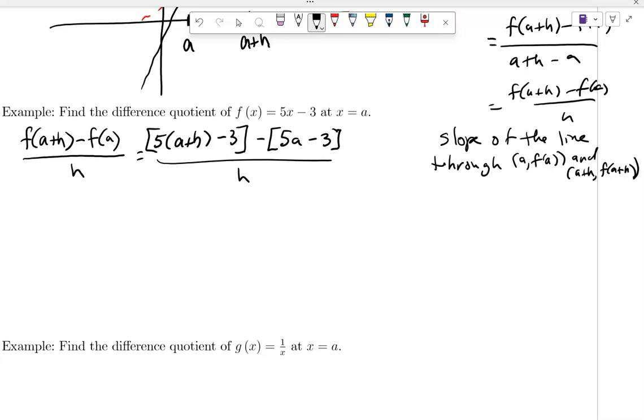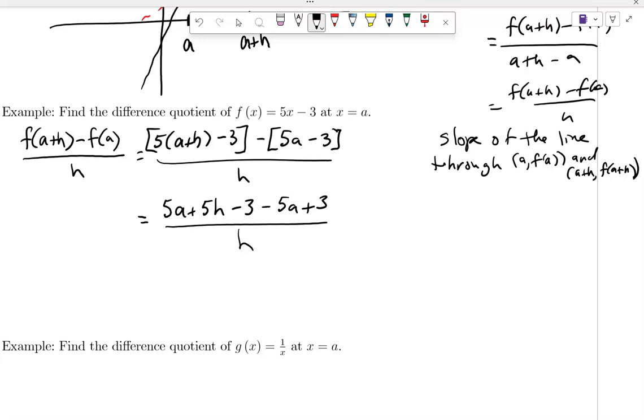But I need to make sure I have parentheses around each of these things because I'm going to subtract this whole thing, right? Okay. It's important to keep track of your grouping symbols. You want to make sure you have your signs all correct. So now let's simplify. Distribute the 5 through. So we'll have 5 times a plus 5 times h minus 3. Distribute the minus sign through. I get a minus 5a plus a 3.